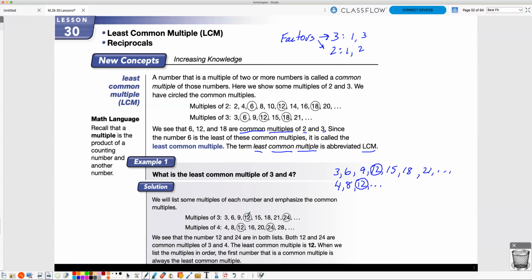And the least common multiple of 3 and 4 is 12. If we went further, we would see that 24 is also a common multiple. This is just a common multiple, but it is not the least common multiple. The LCM of both 3 and 4 is 12.